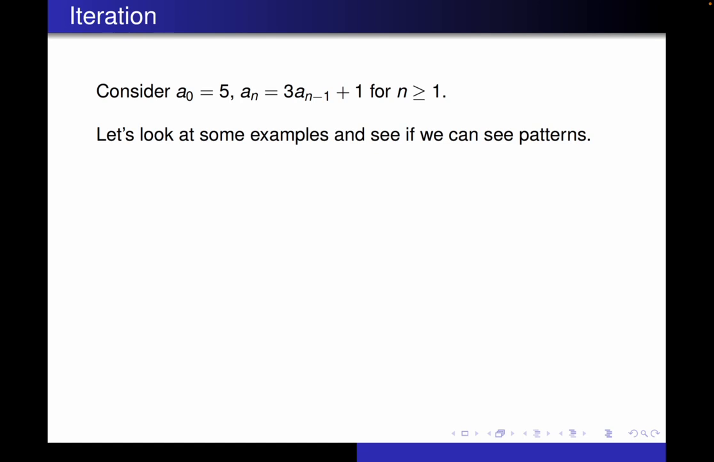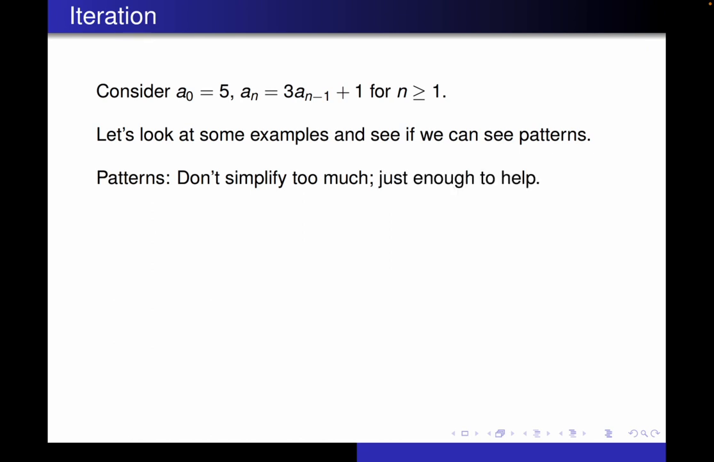What we're going to do is look at some examples and see if we can see some patterns. Now, remember that when we look at patterns, we want to be a little bit stupid, which means we don't want to simplify too much, because if we simplify, we can lose some of the patterns. We just want to simplify enough to help us figure out what the patterns are. So a0 equals 5, that's our first one, not terribly exciting. For a1, we put n equals 1 into our recursive formula. We get a1 equals 3a0 plus 1. We know a0 is equal to 5, so we plug that in. So we get 3 times 5 plus 1. You may be tempted to call that 16, which is absolutely true, but it turns out that's not going to be helpful.